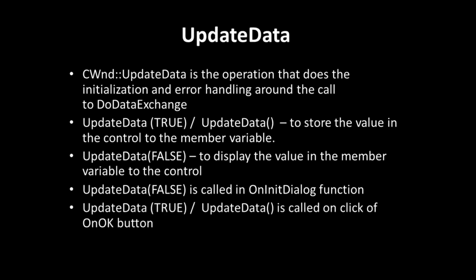That is when we use UpdateData(FALSE), specifically in the OnInitDialog function. Now UpdateData(TRUE) is normally called on the click of the OK button. OnOK is the default button for any dialog. That is where you write the code to store the data, or validate the data before storing it, and there we call UpdateData(TRUE). So UpdateData(FALSE) is used to show the data on the controls when the dialog comes up, and UpdateData(TRUE) is called when you want to store the data back to your storage medium.